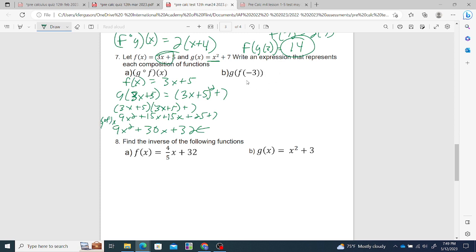So this one, I got -3. So I'm going to plug -3 into f. So f of x equals 3x plus 5. F of -3 equals 3 times the -3 plus 5. So that's -9 plus 5, that is -4. So I'm going to take that -4 and plug it into g. So g of -4 equals -4 squared plus 7. -4 to the second power is positive 16. Positive 16 plus 7 is 23.